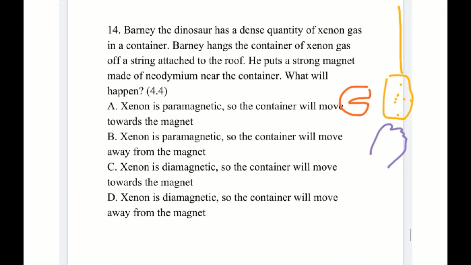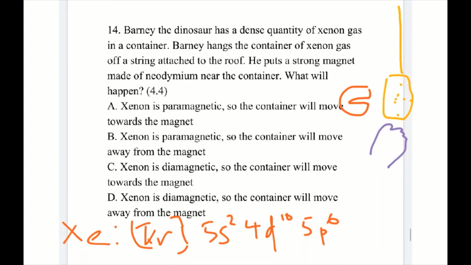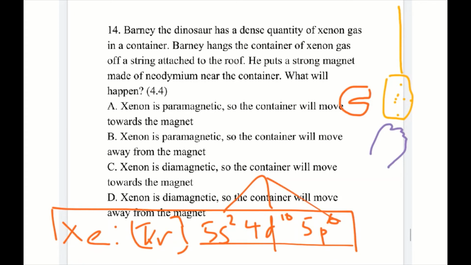So what will happen? We have to determine if xenon is paramagnetic or diamagnetic in order to see what happens when xenon reacts to the magnet. So I wrote out the electron configuration for xenon using the abbreviated form. I took the previous noble gas and did the other orbitals. And notice how all these orbitals are completely filled. And when they're completely filled, it means that there are up and down arrows in every single orbital. And that's what it means to be completely filled.